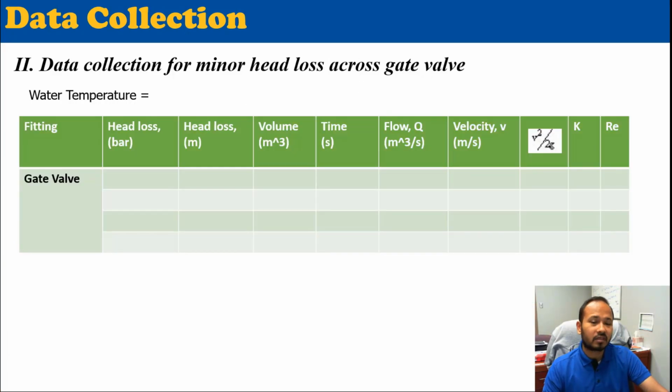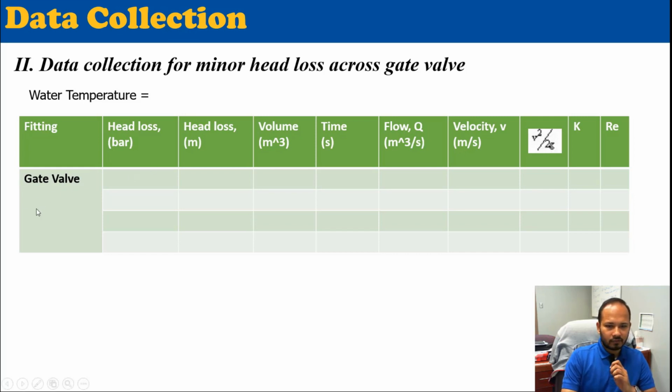So the second part of the data collection, there are two types of data collection. If you remember our setup, there was a gate valve. We'll keep the gate valve wide open for the first set. For the second set, we're going to deal with the gate valve. This is the data collection for minor head loss across the gate valve. In the gate valve, the reading will be given in bar.